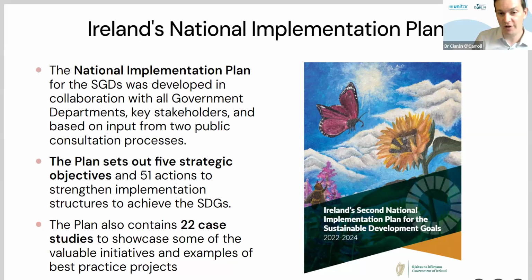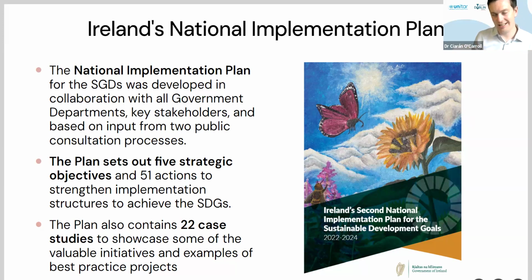So the government went out to the people of Ireland on two separate occasions and consulted them and said, what do you want to see from the implementation of the UN SDGs? So that is to say, it's pretty big and it's pretty important in Ireland. The plan sets out 5 strategic objectives for Ireland and 51 actions to implement them. So again, you see there's a lot of resource, a lot of time and planning going into the UN SDGs in Ireland. And also the plan contains 22 case studies to share examples of the initiatives and examples of best practice projects. This is in universities, in schools, in cultural groups as well.